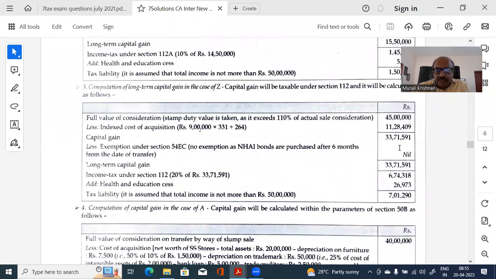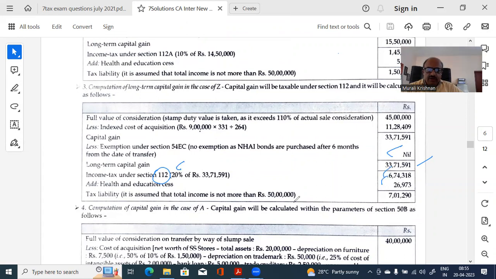I thought it is correct, but it's not so. That's why only practice will make you perfect. For the exam, you have to practice. Nil. Therefore, total income is so much. Capital gain under 112. This is 112A, which is only for shares and all that. So 20%. Therefore, 6 lakh.